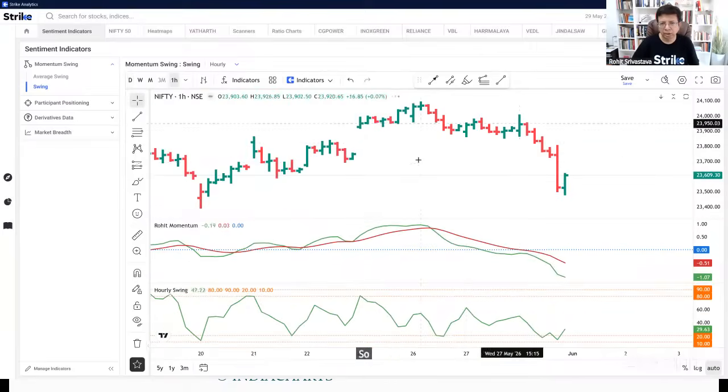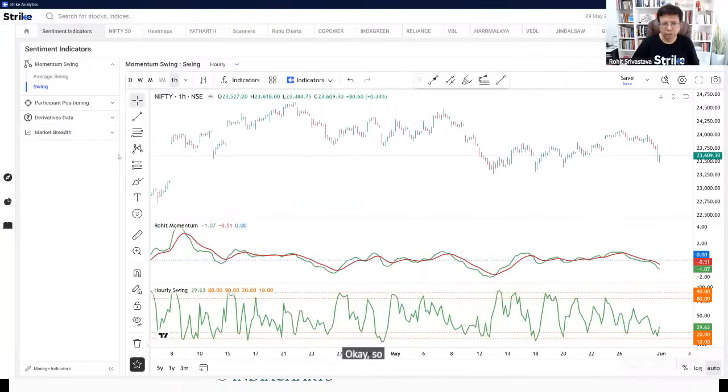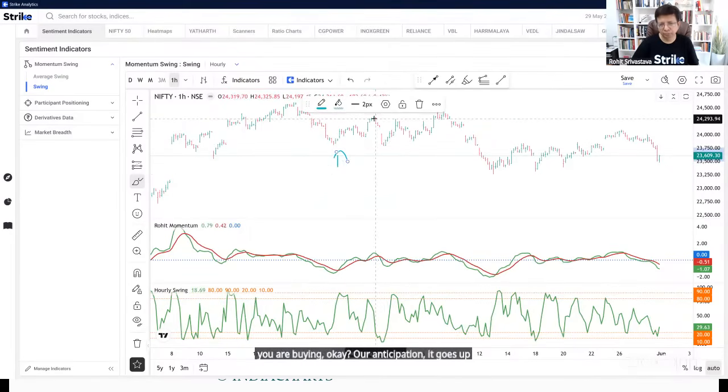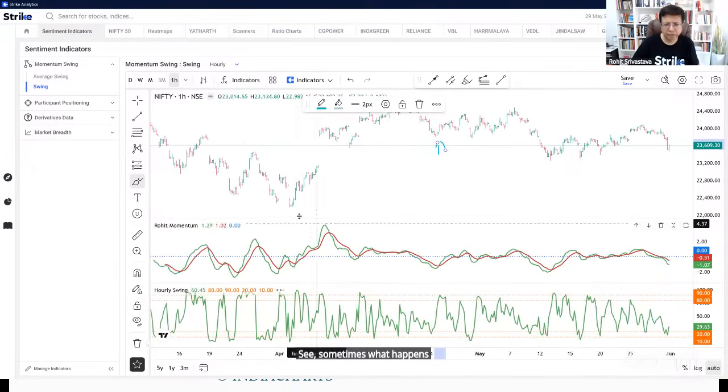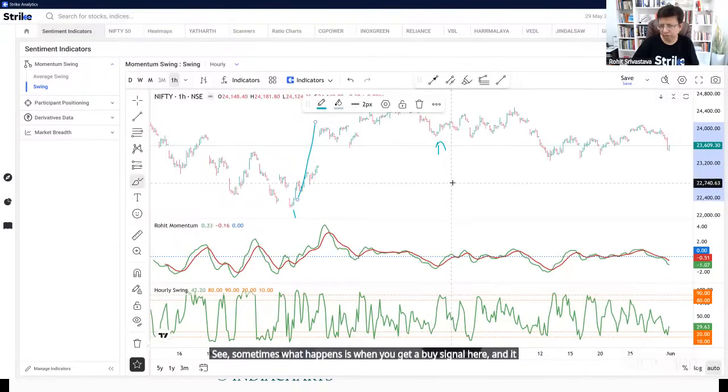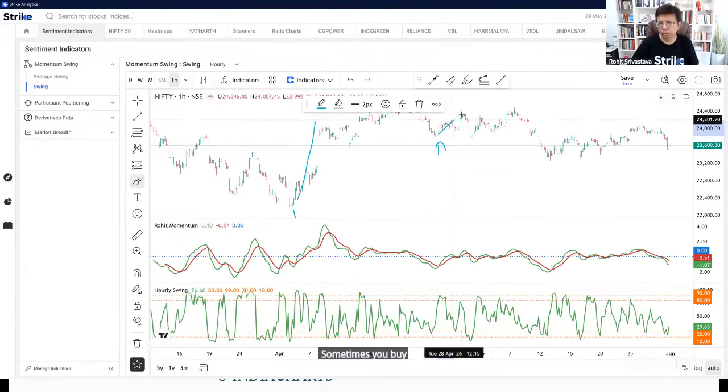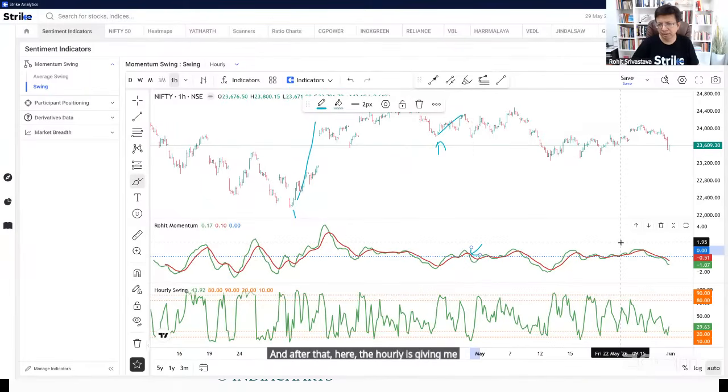So here now I'll go to an hourly chart. Okay, so say on the 24th of April, which is over here, you are buying. Our anticipation, it goes up. It goes up. But it didn't go up a lot. See, sometimes what happens is when you get a buy signal here and it goes up a lot. Sometimes you buy here, it goes up only so much. And after that, here the hourly is giving me a sell signal.